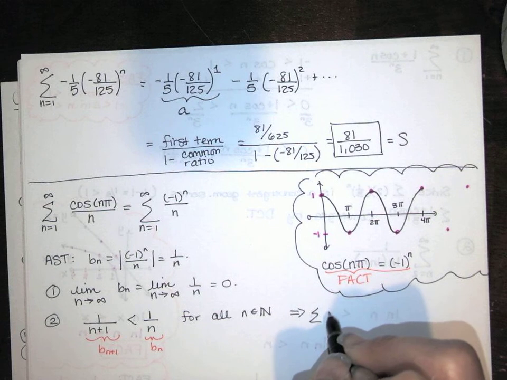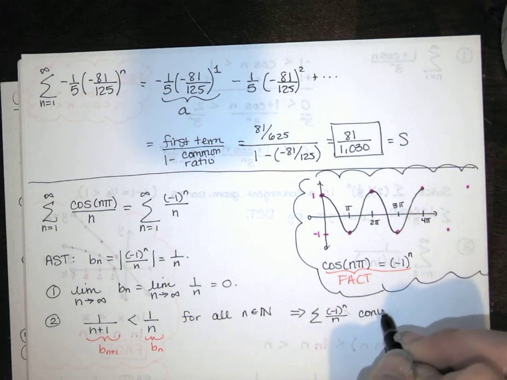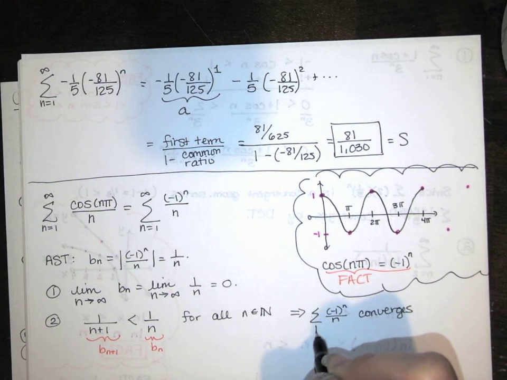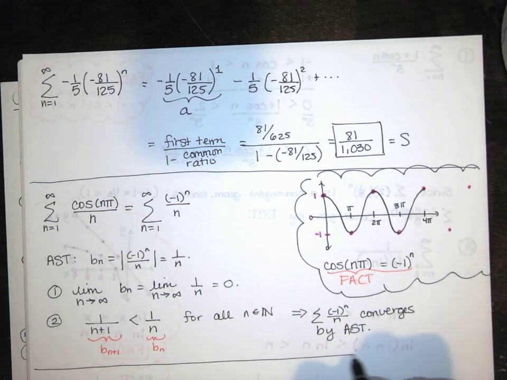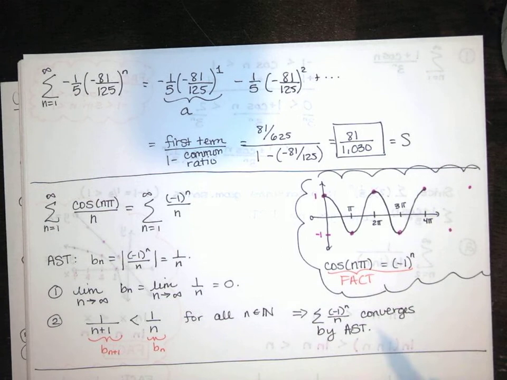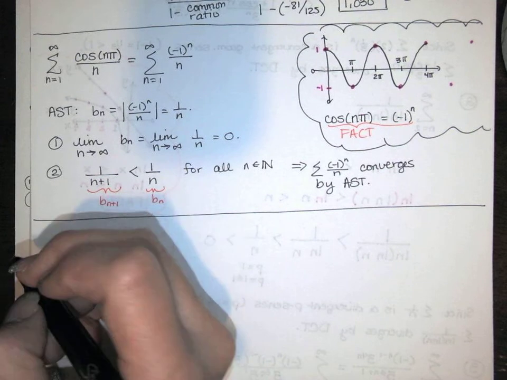So that means our alternating harmonic series converges by the alternating series test. And again, we're using this fact: cosine of pi n, or n pi if you prefer, is negative 1 to the n. Okay, now let's do another one.